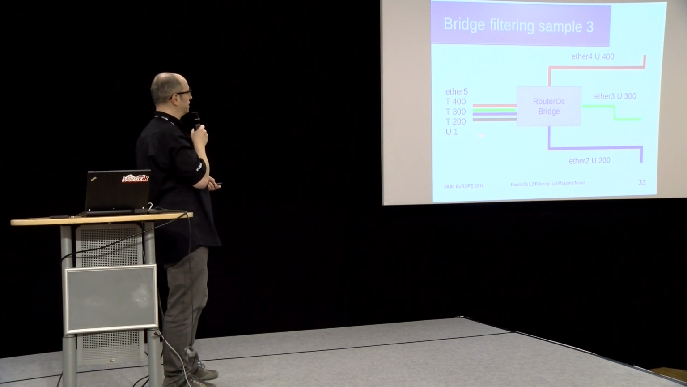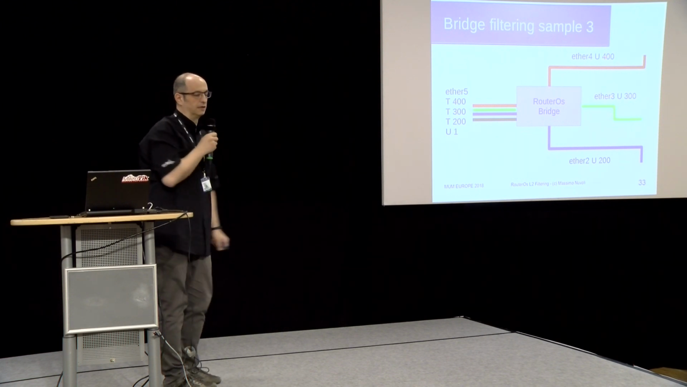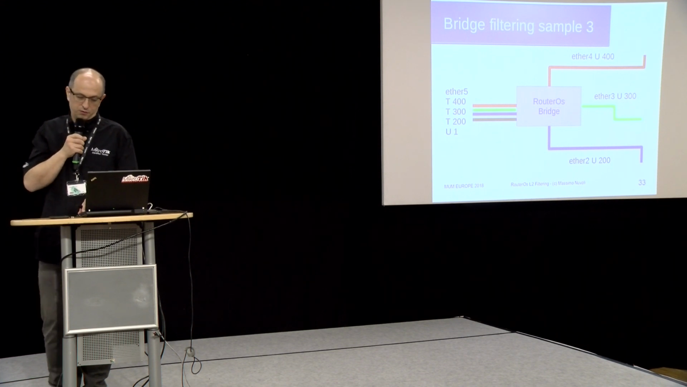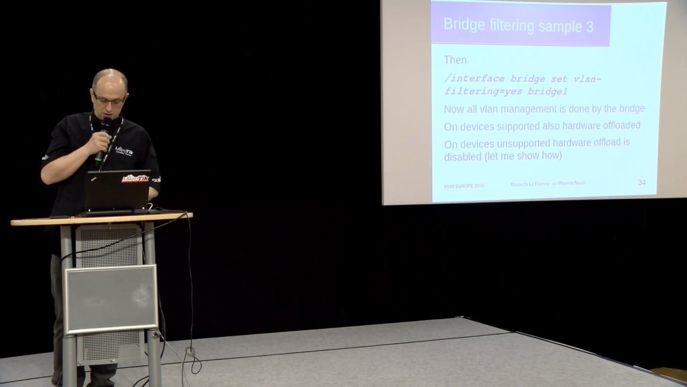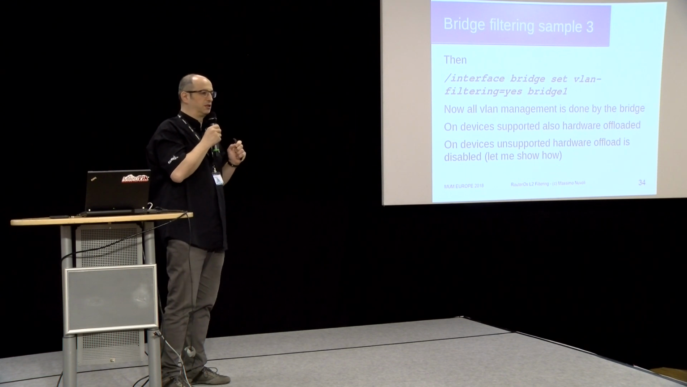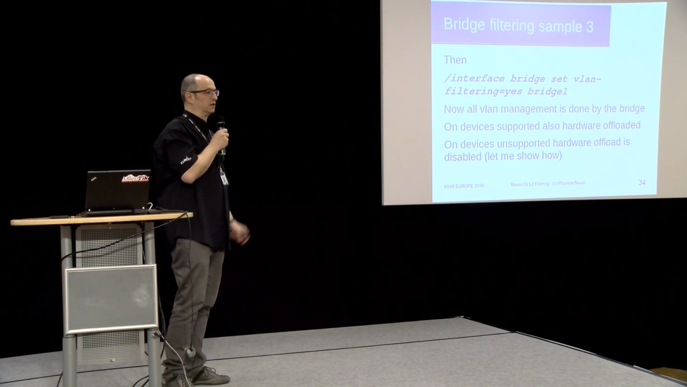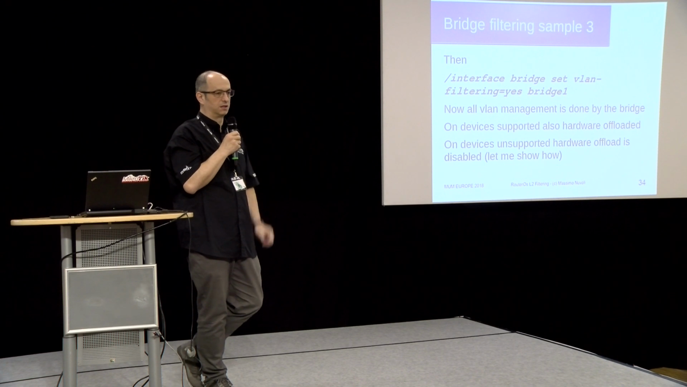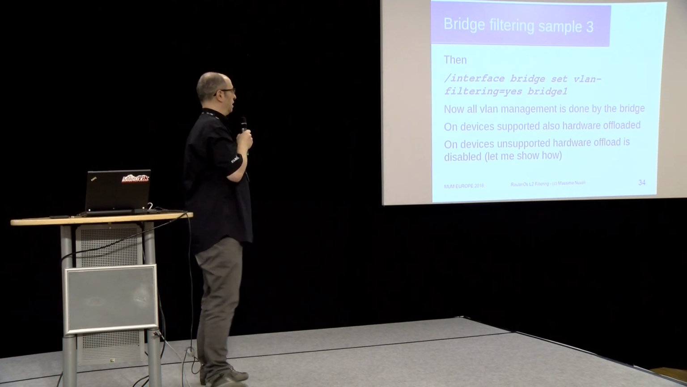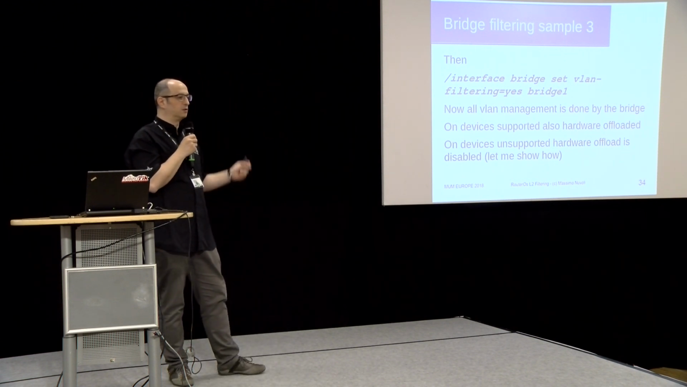We have one trunk interface with one untagged VLAN 1, tagged 200, 300, 400, and 3 ports that have untagged VLANs 4, 3, 2 respectively. This is quite complex to do with the whole configuration. Now the only thing you must do is what I did at the start of the presentation: enable VLAN filtering in the bridge. On some devices, not all, this disables hardware acceleration. If you do that, VLAN management is done by the bridge, following the rules that you put in the configuration.